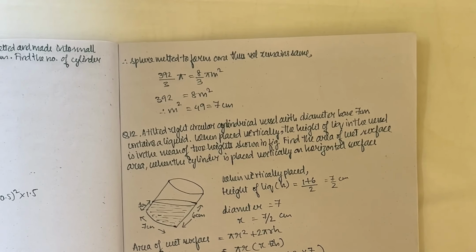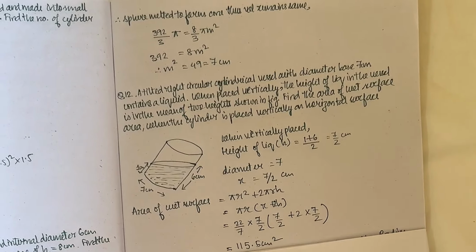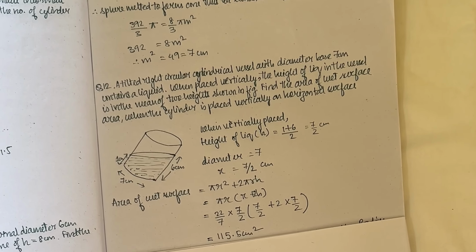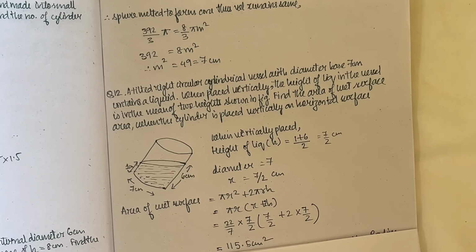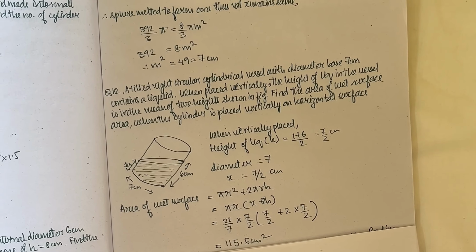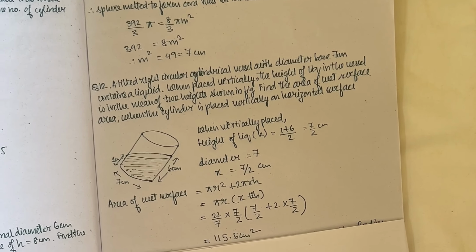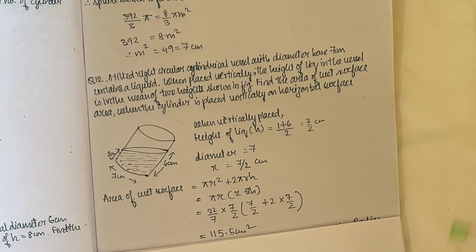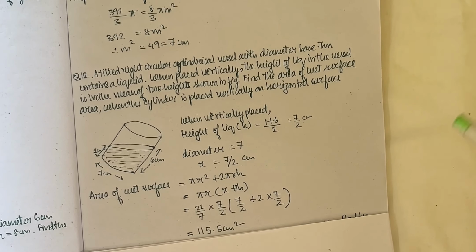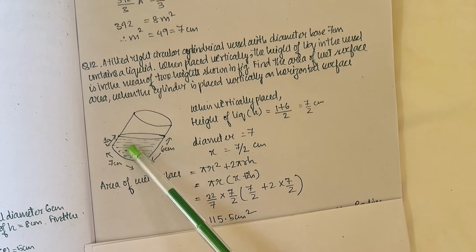Now for the 12th sum, it says there is a tilted right circular cylinder vessel with the diameter of base 7 centimeter, which contains a liquid. When placed vertically, the height of the liquid in the vessel is the mean of the two heights shown in the figure. Find the area of wet surface when the cylinder is placed vertically on a horizontal surface. So this is the particular diagram and the liquid is inside of it.